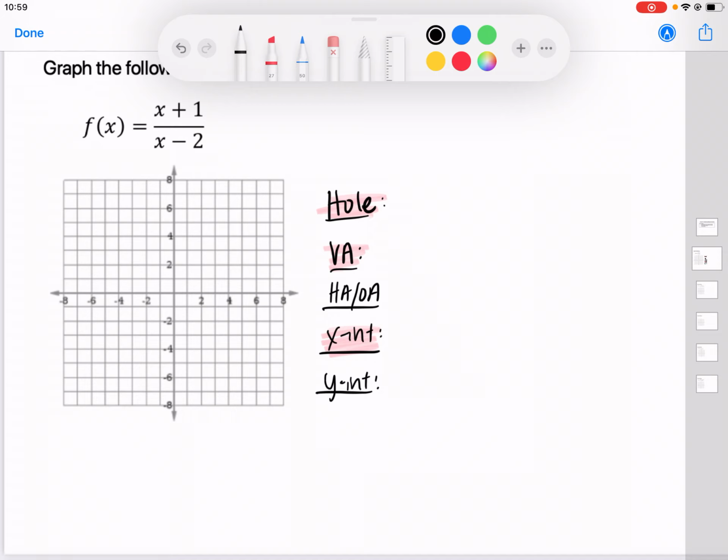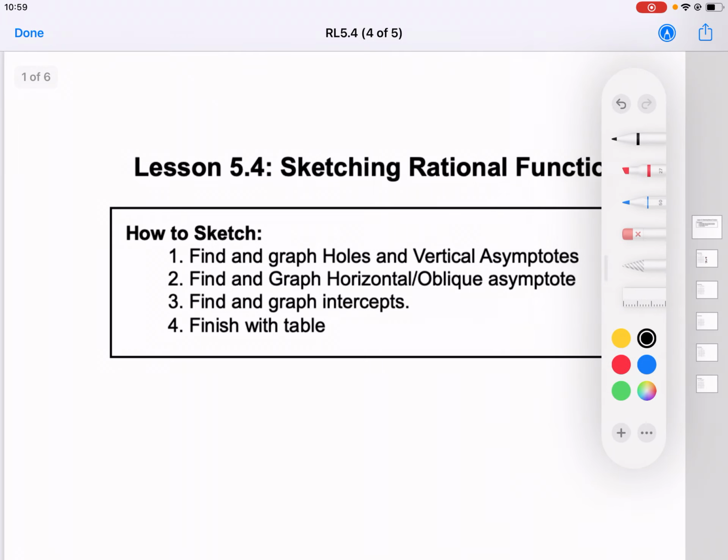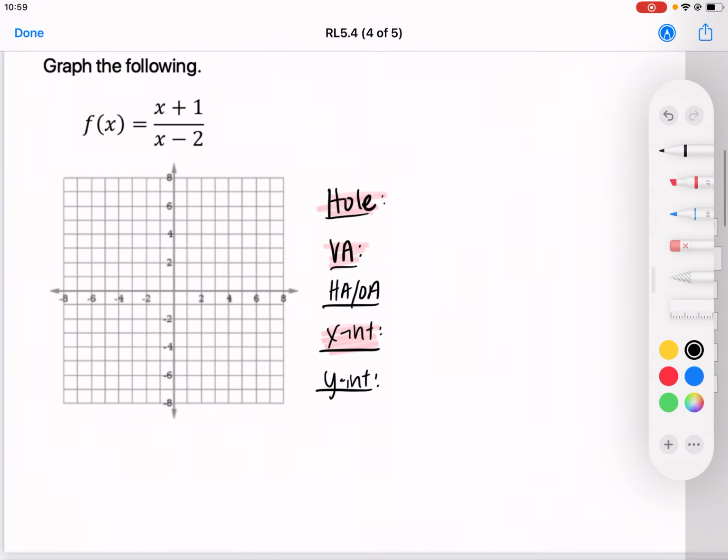So those are the three that require factoring, which for this specific example, there's nothing that can factor. Holes are common factors, and there are no common factors that we can cancel out, so there's no holes. Vertical asymptote, if you remember, is on the bottom, so it's the zeros of the denominator, so you have x equals 2. And then x-intercepts are the zeros of the top, and it would be x equals -1.